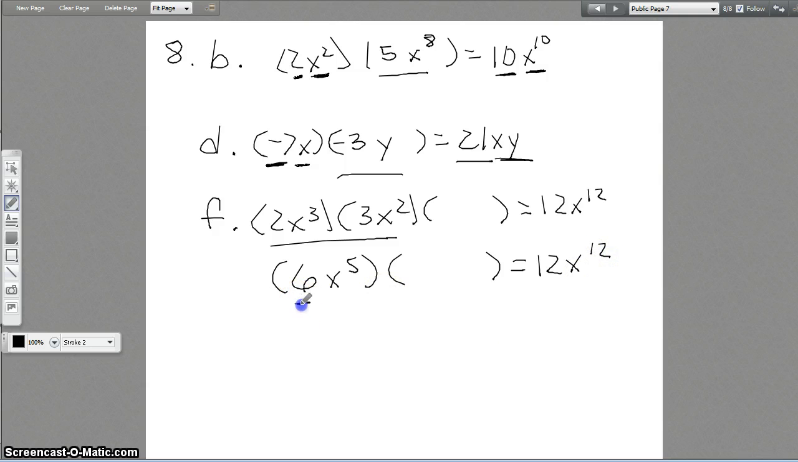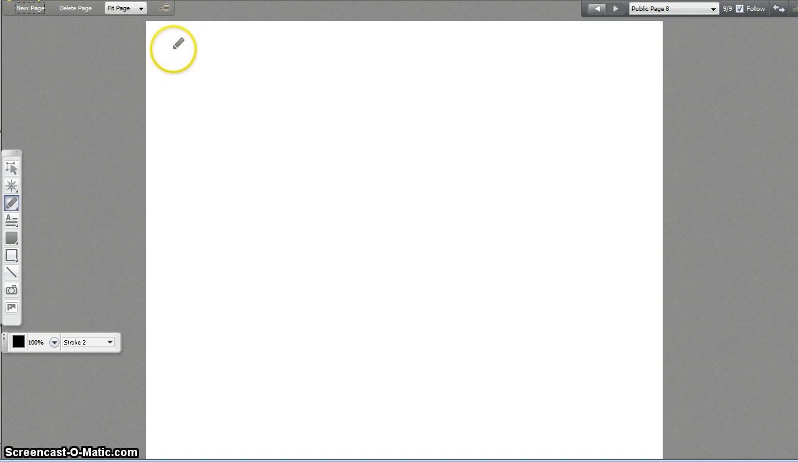So what do we have to multiply 6 by to end up with 12? That answer is 2. What do we have to multiply x to the 5th by to end up with x to the 12th? That answer is x to the 7th. So our answer for this problem is 2x to the 7th. So that was number 8, which is just like number 14 that I assigned for homework. Now let's look at number 9. Number 9 is just like number 15 that I assigned for homework.